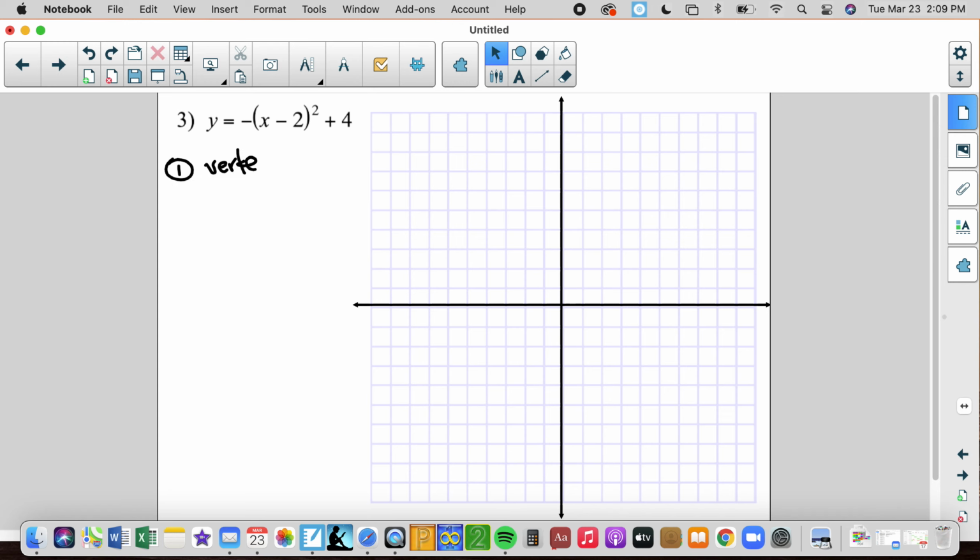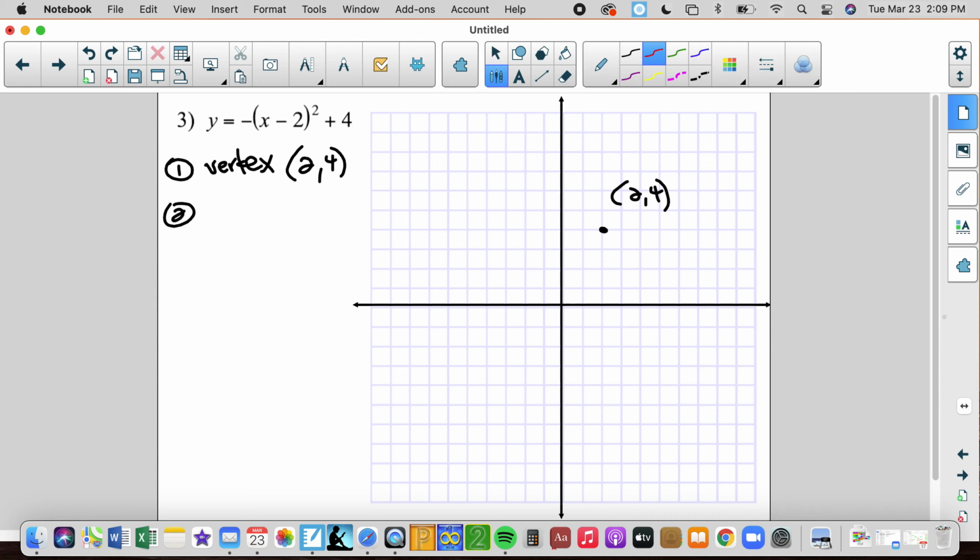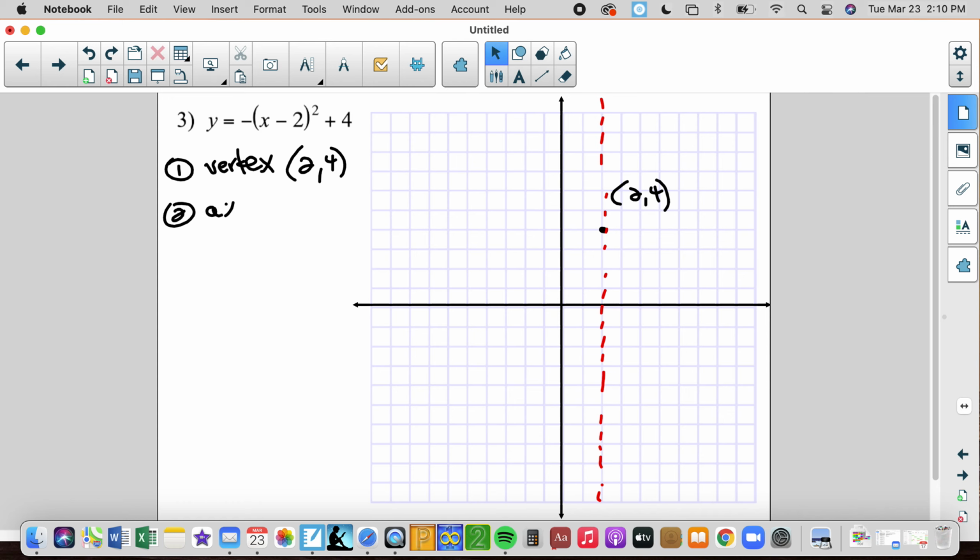All right. My vertex is going to be 2, 4. 1, 2, 3, 4. It's going to be upside down again because of the negative outside the parentheses. I'm going to draw my axis of symmetry. I'm going to do my y-intercept.